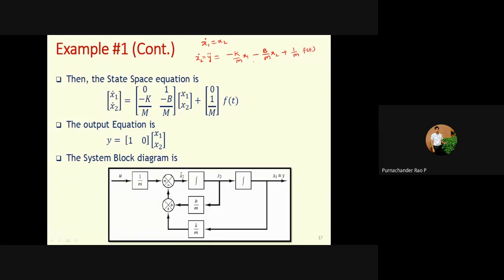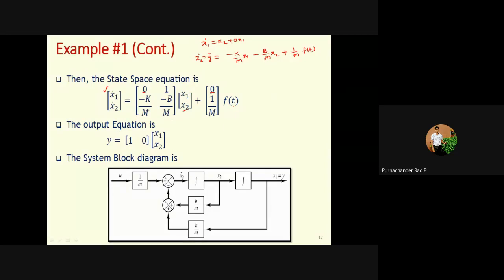We need to write this in the mathematical model. So x1 dash, x2 dash is the state vector. So x1 dash is equal to 0 times x1 plus 1 times x2. And the input is not there, so again this is 0, 0 times f of t. Then minus k by m, minus b by m for x2, then 1 by m f of t. So this is your state space model.